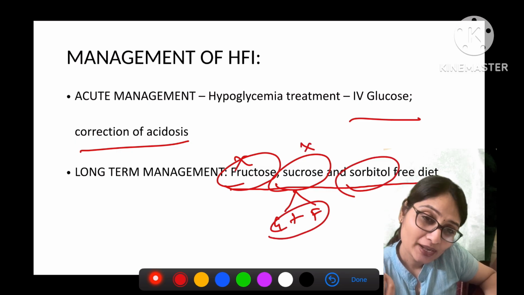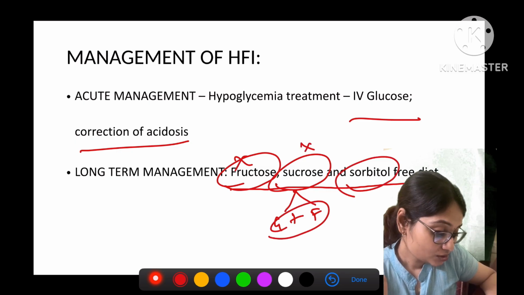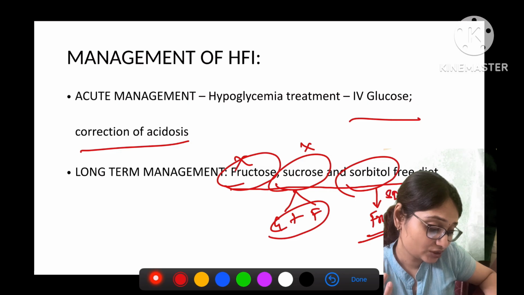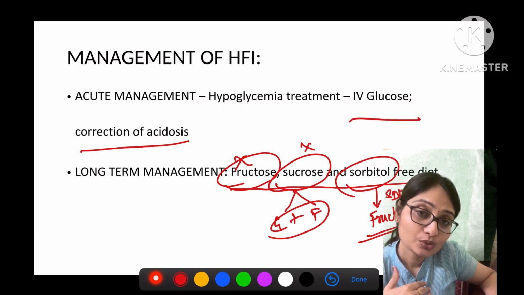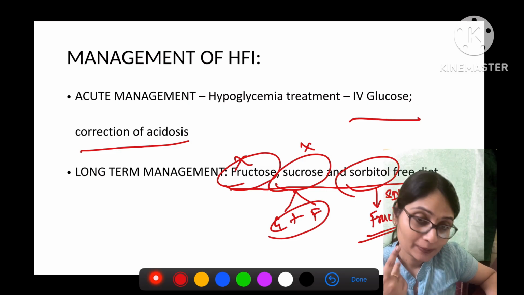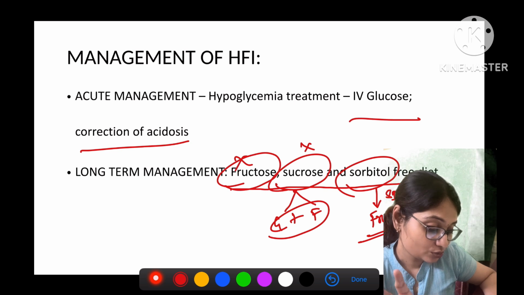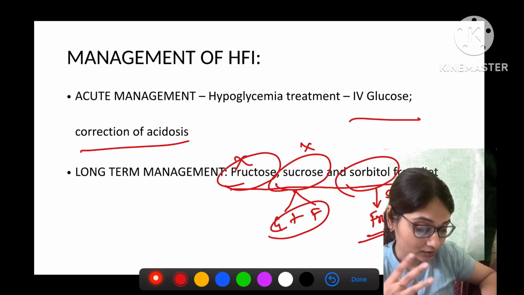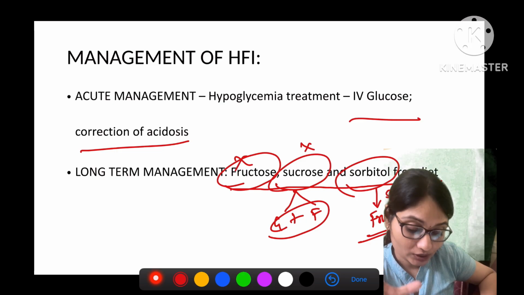Why a sorbitol free diet? Any idea? Because sorbitol can also form fructose. Sorbitol dehydrogenase is an enzyme which can give you fructose. So hence sorbitol also should be avoided. Okay, so this is about HFI.